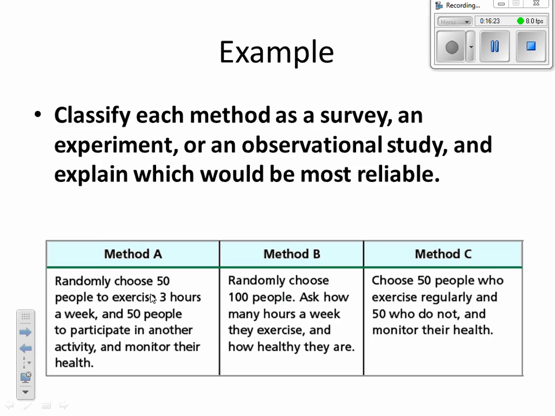Okay, for method A, randomly choose 50 people to exercise 3 hours a week and 50 people to participate in another activity and monitor their health. Okay, so you've got 50 people and you tell them you have to exercise 3 hours a week. Then you have 50 other people that are like, okay, you go play ultimate frisbee. You don't give them any time limits or anything. You just tell them go participate in another activity. Then you monitor their health. In method A, you're telling people what to do or how to behave. So in method A, we would call that an experiment.